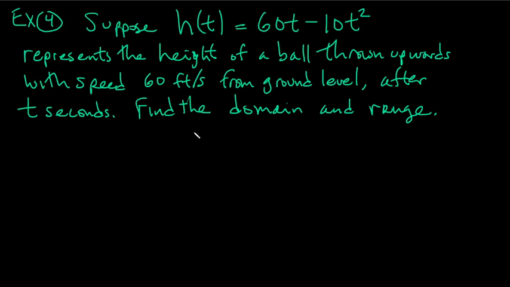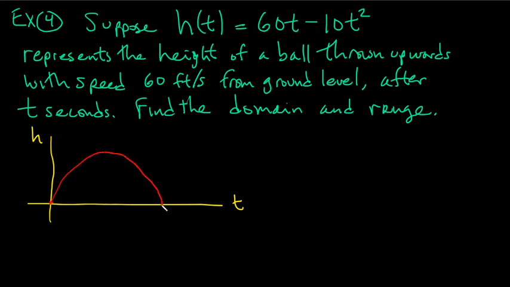But in this case, t represents time. And so you might want to draw a graph here. So if this is time and this is height, roughly what happens is you have the ball starting at ground level at time t equals 0. You throw it, it goes up, and it comes down. So the graph will look something like this. You might recognize this is just an upside down parabola, for example.